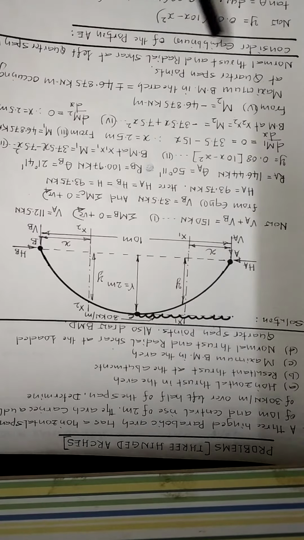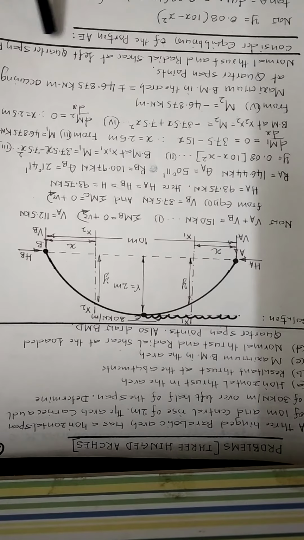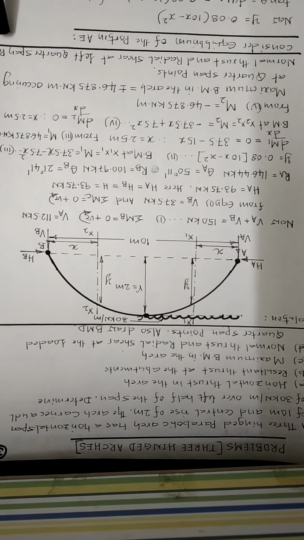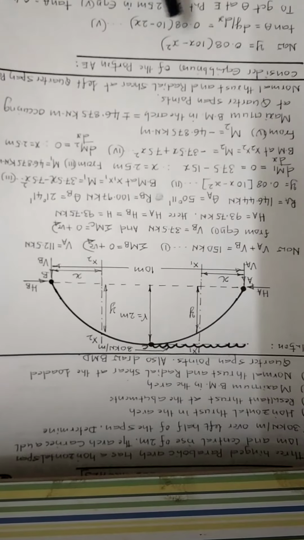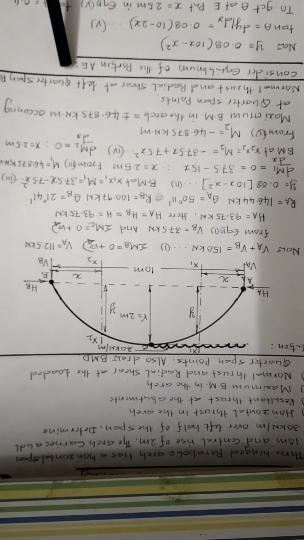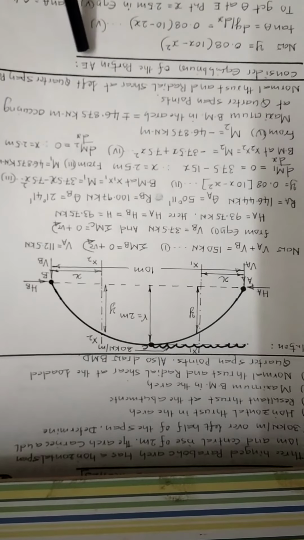Let us determine the normal thrust and radial shear at the left quarter span point. For determining the normal thrust and radial shear, consider the equilibrium of the portion AE. Here the ordinate y is given by 0.08 into (10x minus x squared). Now differentiate this equation with respect to x. Tan theta is given by dy/dx is equal to 0.08 into (10 minus 2x). Call this equation number 5.